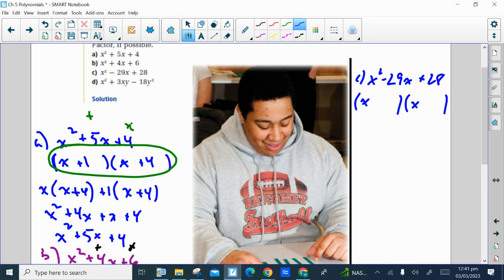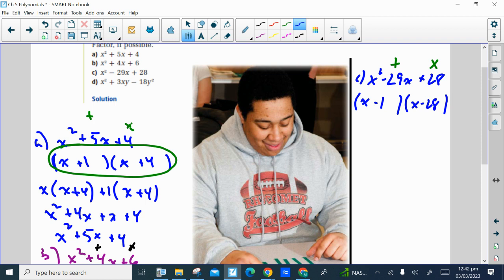So what are we looking for now? Sherry? Right, negative 29. Multiply together to get that last number, add to get the middle term coefficient. Because they multiply to get a positive value, their signs have to be the same. And because they add to get a negative value, they both need to be negative. The numbers that'll work will be negative 1 and negative 28. They multiply to get positive 28, they add together to get negative 29.